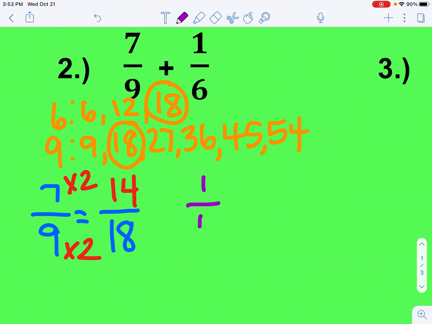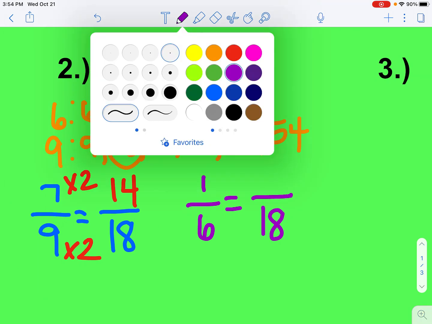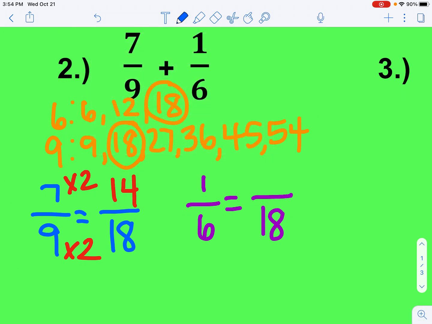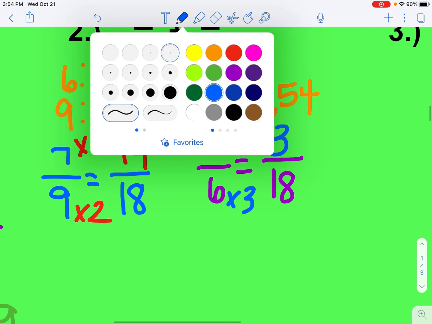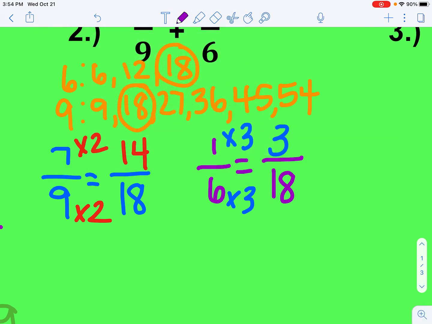Now let's do the second fraction. 1/6. My denominator is 18. 6 times what gives me 18? 6 times 3 gives me 18. So 1 times 3 gives me 3. So now I have my new fractions written. Now we're going to add them.